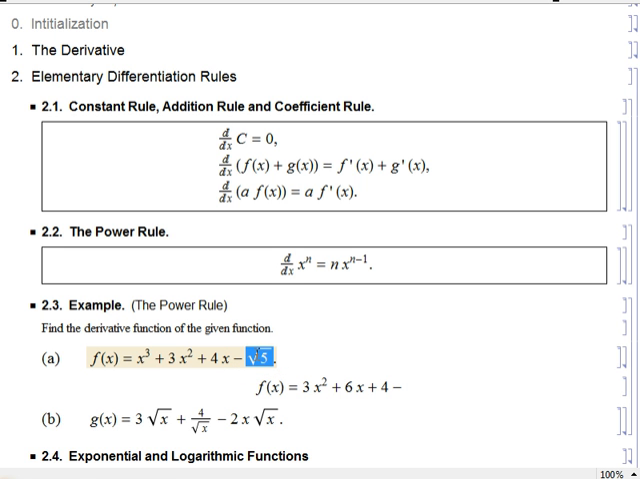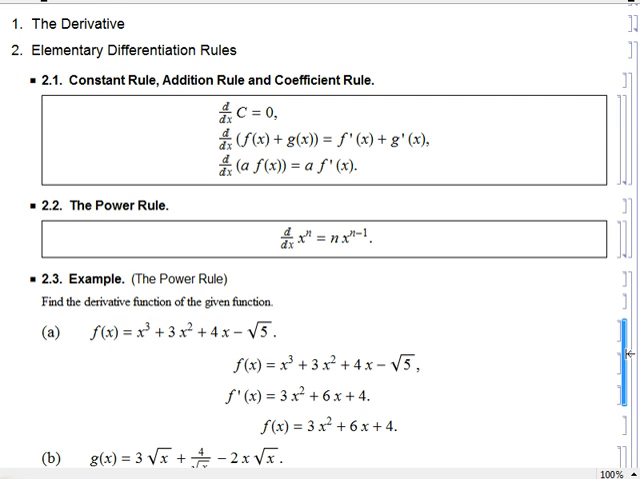Finally, the derivative of the square root part, don't panic. This is just a constant. No matter how complicated it is, the derivative of a constant is 0. So we have minus 0. But minus 0 doesn't change anything. So the final answer should be just that. Is that right? Let's check the answer. Oh yes, that's right.